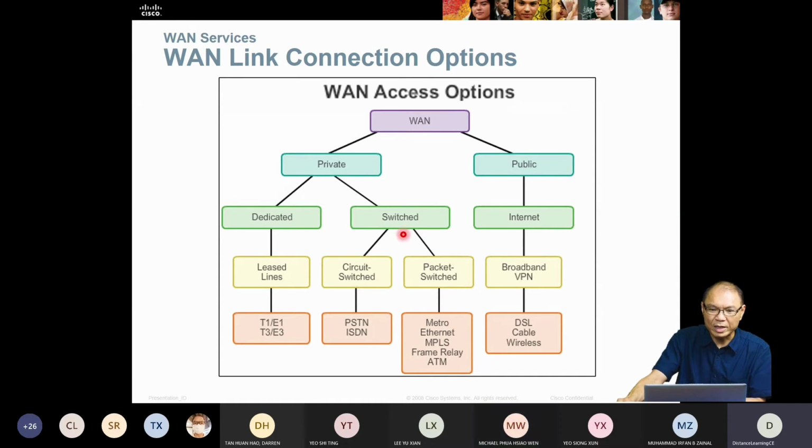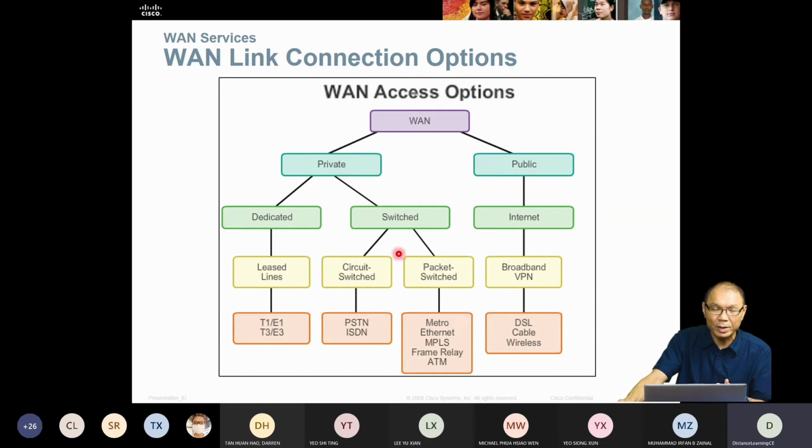Okay, private technology, you still have to pay for the services, whether you're using circuit switching or packet switching. If you're using circuit switching, we are using technology called the PSTN and the ISDN. And if you're using packet switching, there are other packet switching technologies like the Ethernet, MPLS, frame relay, ATM, Metro, and so on and so forth. So there are a few packet switching technologies here. These all form under private wide area network options. So the switching falls under private wide area network option.